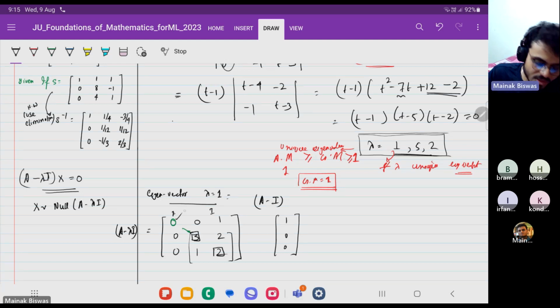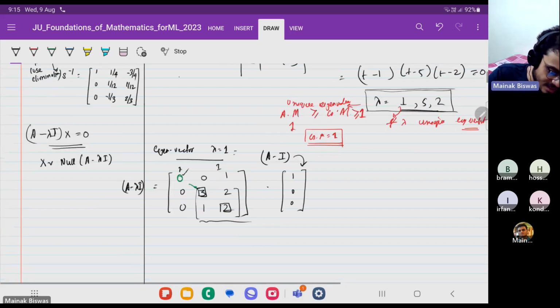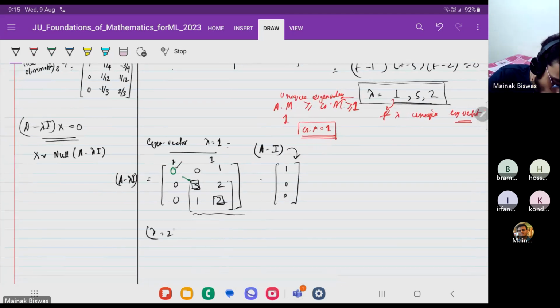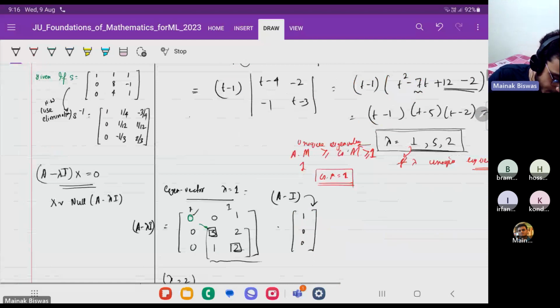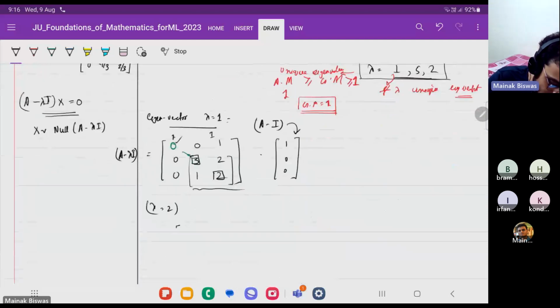With the first column, which is all zeros, and the second column I'm going to put 0 anyway. Is it clear? Yes. So the eigenvector is this. Next, lambda equal to 2. Then what will be the matrix for that? Can you help me if you have noted it down?